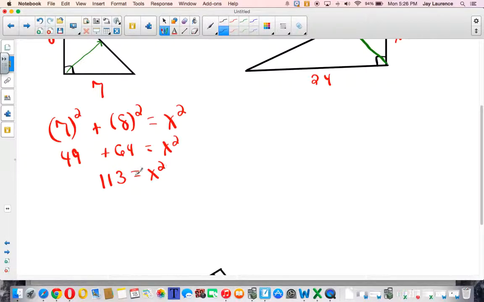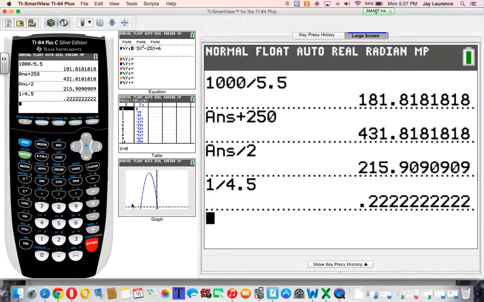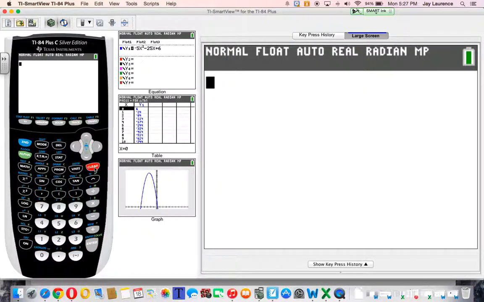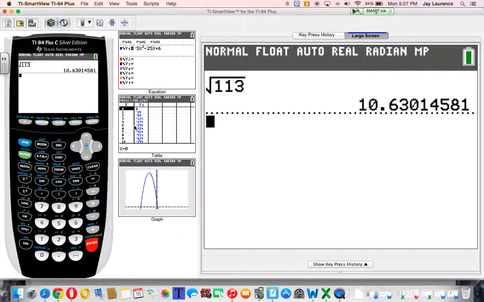Now, to get x, I have to undo the square. Well, I undo that using a root. And I'm going to a calculator on this one. So I'm going to take the square root of 113 now. We're limited to the positive square root because we can't have a negative side of a triangle. So I do the square root of 113, and I'll hit enter, and then we get about 10 and 63 hundredths.